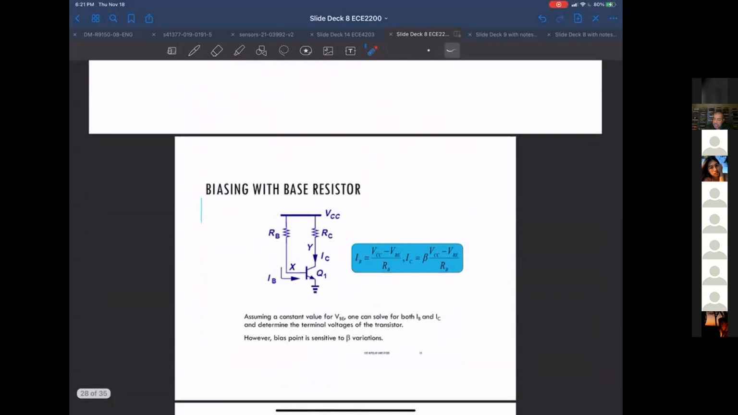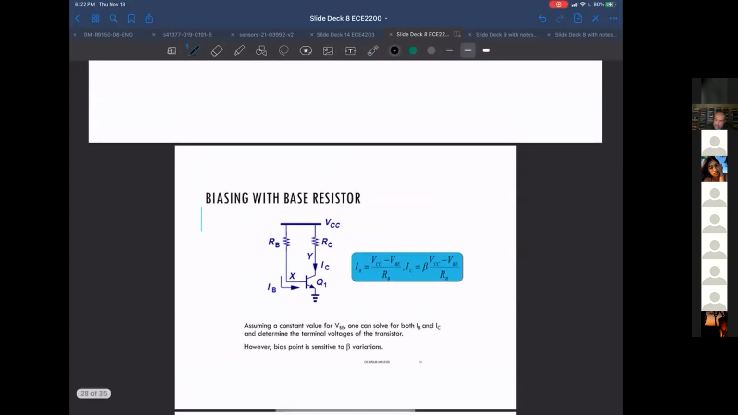Okay, so what should we do? Well, the next idea is, why don't we do this? We know this base current is pretty small, right? So we want to build a circuit that, even if the base current changes a bunch, so even if my beta varies quite a bit, and that means my base current will vary quite a bit, I'm still going to get the same voltage.